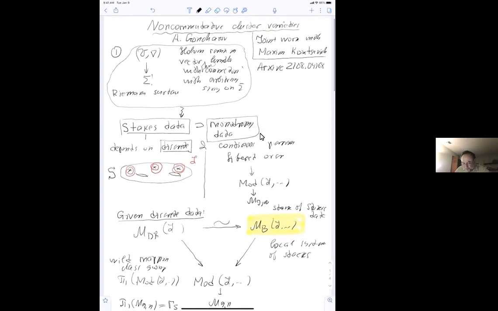So now, once again, any moduli space of Stokes data has this cluster Poisson structure, and therefore can be quantized, and it has an upgrade to a certain non-commutative space.